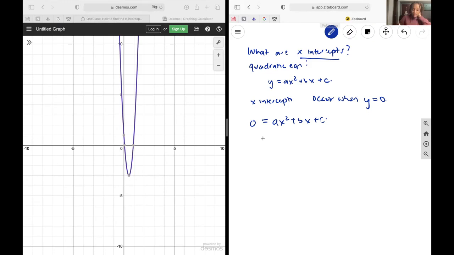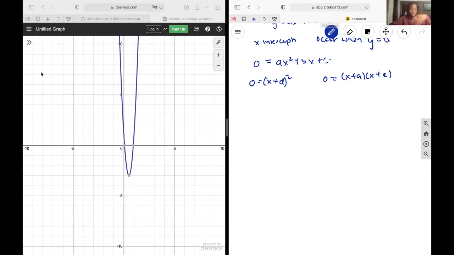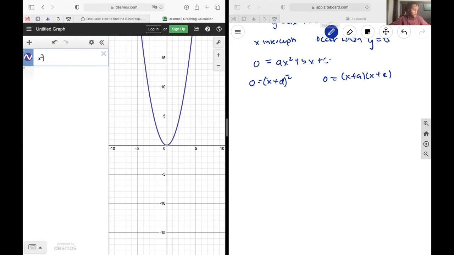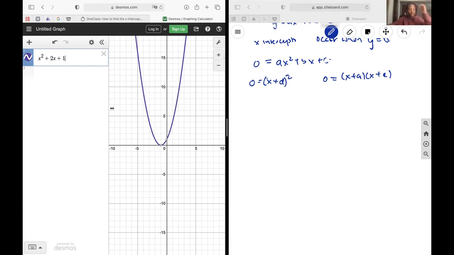And so you can either have it in the form of x plus d squared, or you can have 0 is equal to x plus a, x plus e. And so no matter what it is, you should have a total multiplicity of 2, so that you can have x to the power of 2 in your total function. And so let's look at an example really quickly. Let's instead be dealing with the function x squared plus 2x plus 1.